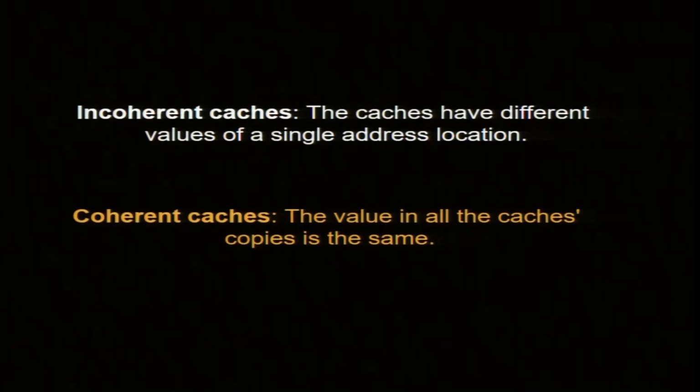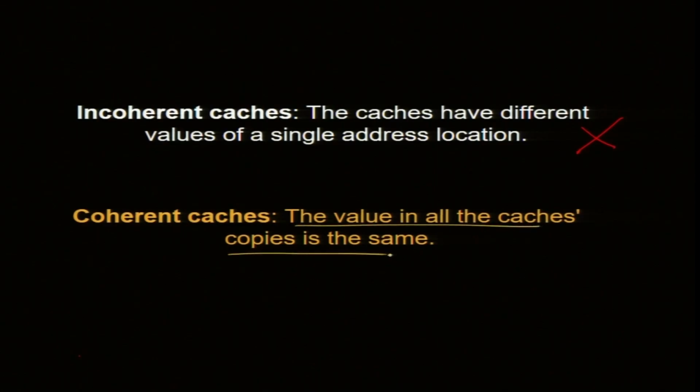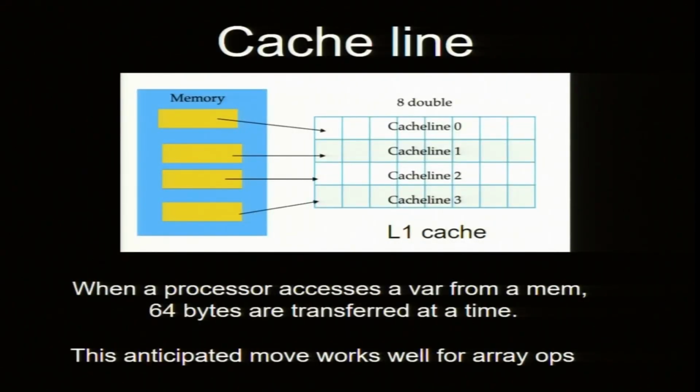So, let us look at the definition. Incoherent caches are caches that have different values for a single address location. We do not want this. Cache coherence is when the values in all the cache copies are the same, and the same as in RAM. There is something called a cache line. When you read data from memory to cache, it is not done one number at a time, it is done in a big chunk.